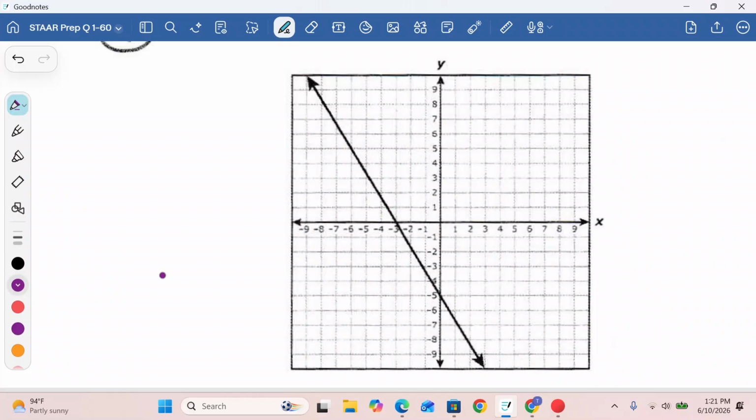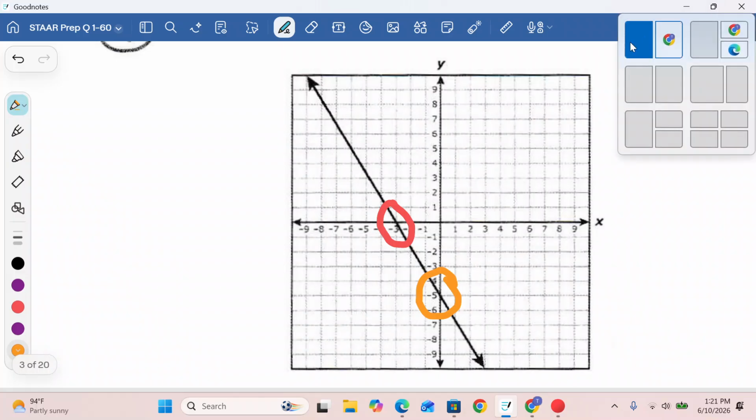If you look at this, I'm going to circle here in red. This is your x-intercept of negative 3. And in orange, I'm going to circle the y-intercept. The y-intercept is negative 5. So we're looking for something that has an x-intercept of negative 3 and a y-intercept of negative 5.